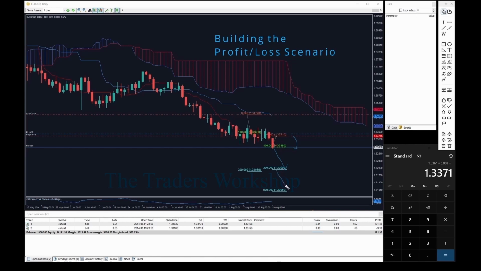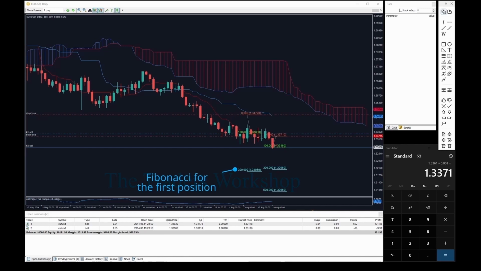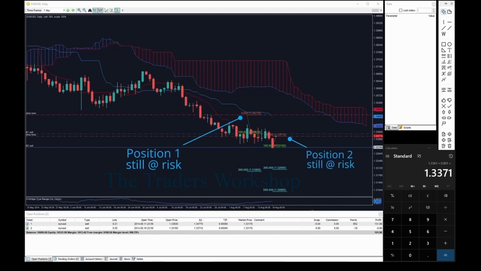And if the market continues to go lower, hit the 500 level, we will move the stops from the break-even line down to the 300 level. And we will continue to trail our stops to risk behind the current price, just like our first position, following the trend until the market stops us. Let's review our chart. This Fibonacci level is for the first position, and this Fibonacci level is for the second position. Both positions are still at risk, just like in the buy trade rules video.